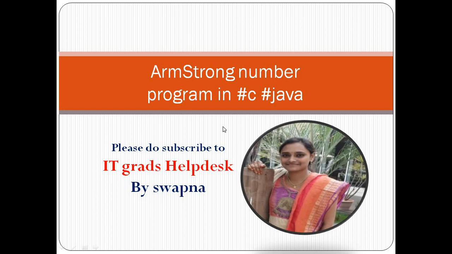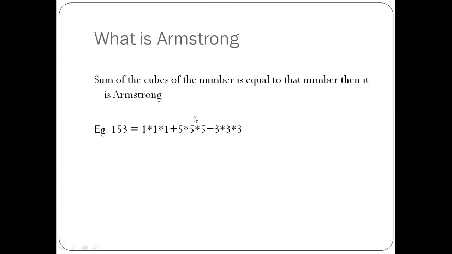Actually, 153 is an Armstrong number. I have one example, that is 153. I don't know any other number. If the sum of the cubes of the digits of a number is equal to that number, then we can call that number an Armstrong number. In this case 153: 1 cube plus 5 cube plus 3 cube, so 1 plus 125 plus 27. If you sum that, the sum is again equal to 153. So we can call that number an Armstrong number. That is the reason we call 153 an Armstrong number.